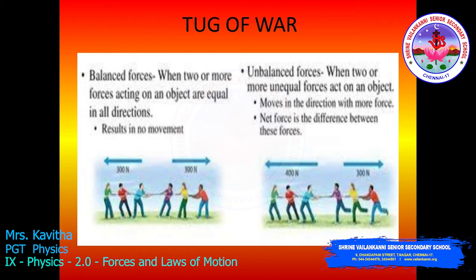When two or more forces acting on an object are equal in all directions, that means no movement results. That also we have seen in that activity, right? What is unbalanced force? In the next diagram, with the same teams, 400 Newton on one side and 300 Newton on the other side. Obviously the other side falls backward. The force applied is an unbalanced force acting on the other team. It moves in the direction of the greater force.